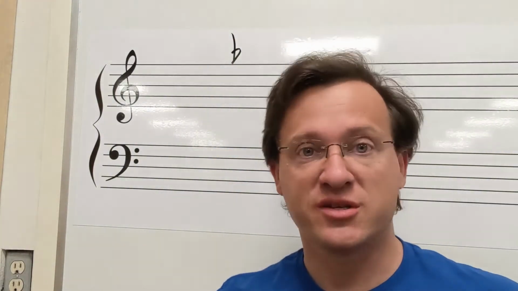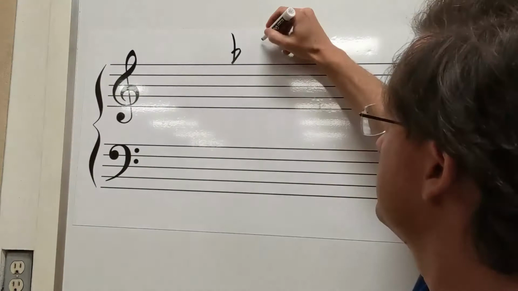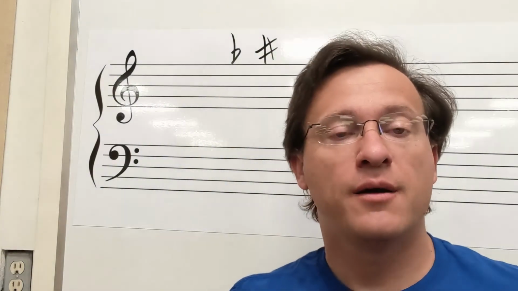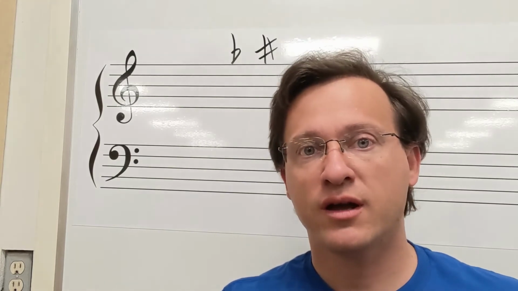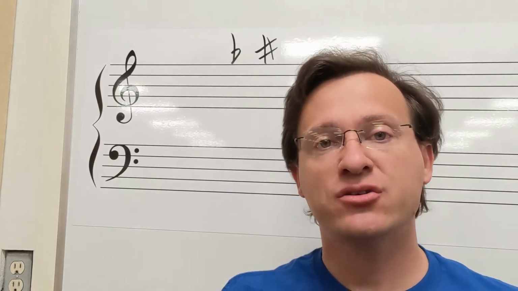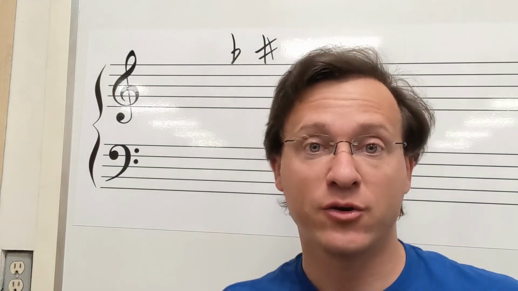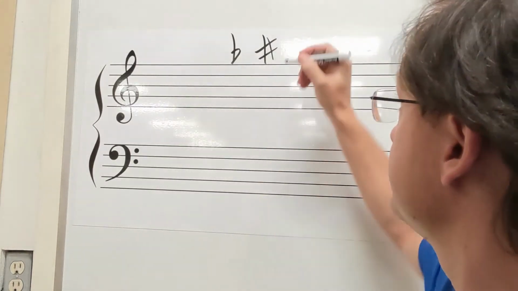And a sharp is just a pound sign, so it looks like that. Additionally, we have one more symbol called a natural. A natural is when you want to remind the player not to play a flat or a sharp, and it looks like this.